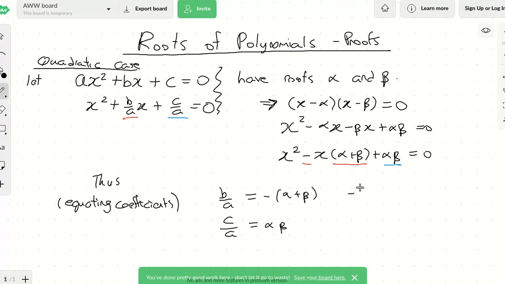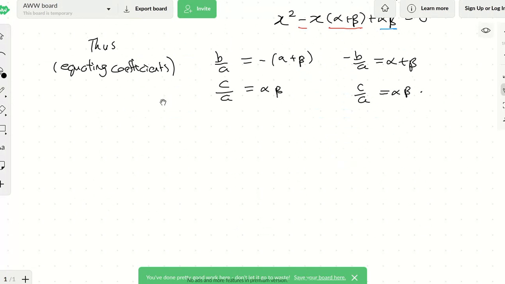And that easily gives us the result minus b over a is alpha plus beta, and c over a is alpha beta. Yeah, that's how it works with quadratics. And the good news is, does it work any different with cubics, quartics, quintics, heptics, septics, and all the other ones? Yes, it works exactly the same. So the cubic case.